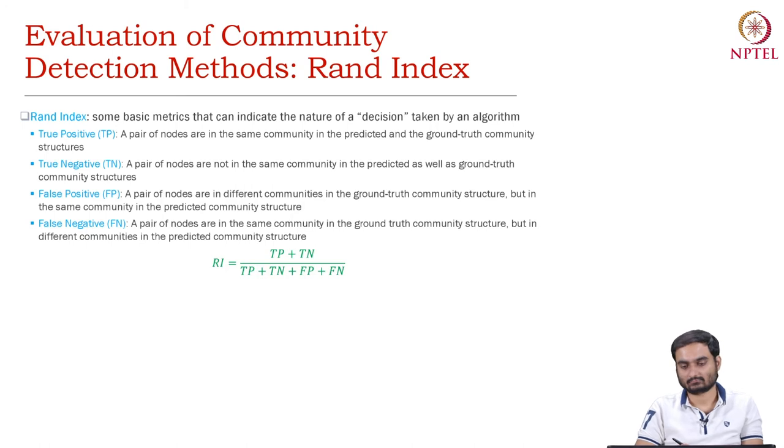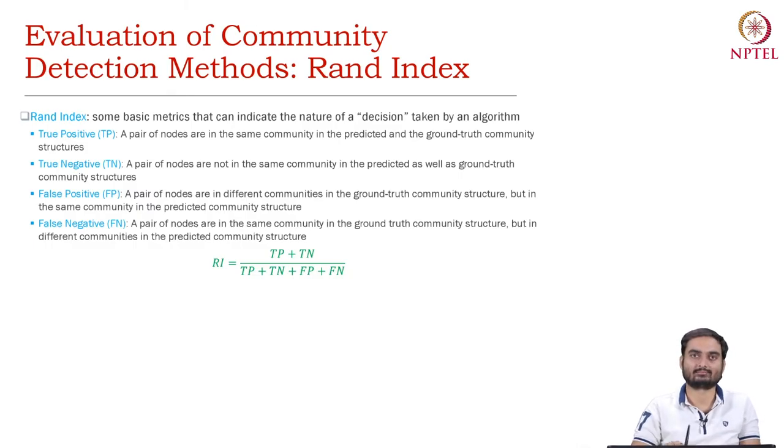Before that, let us discuss another metric called the Rand index. What is the Rand index? The idea behind the Rand index is that we look at true positives, true negatives, false positives and false negatives. These quantities are generally used in classification, right? We'll do the same thing here.